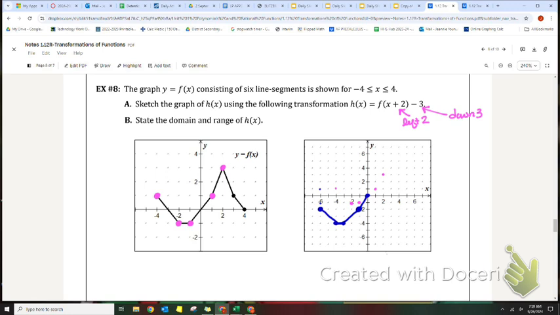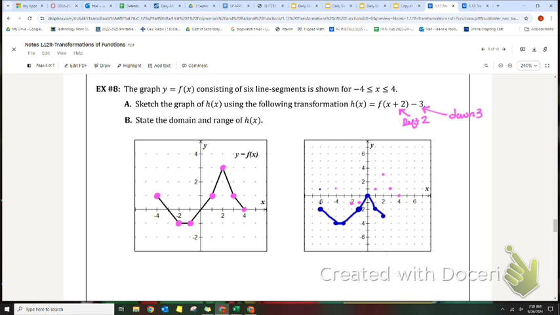And I'm just going to keep going. Next point, 3, 1. Go left 2, down 3. And then finally my last point. It's at 4, 0. And I'm going to go left 2, down 3. And connect it. So there's my transformed graph.